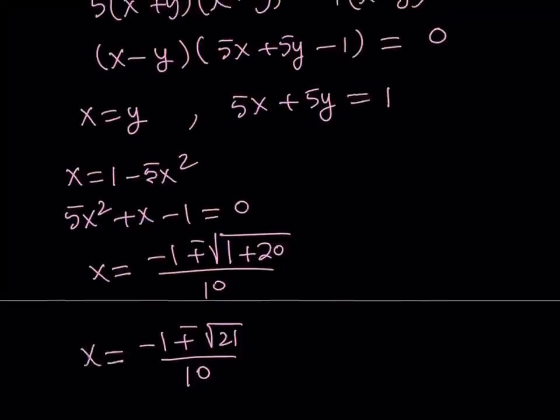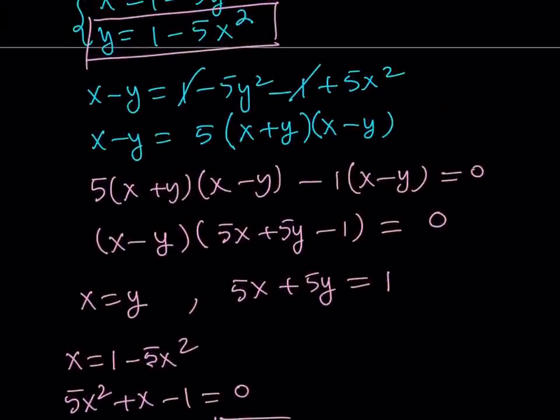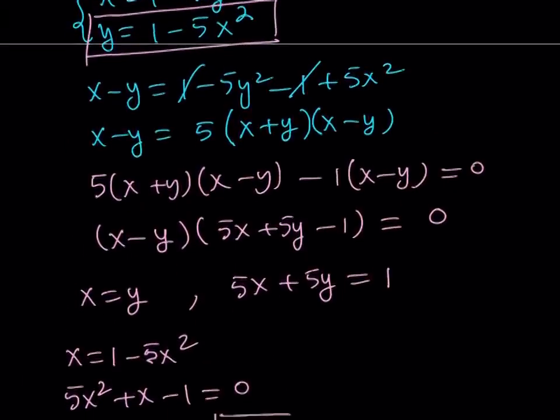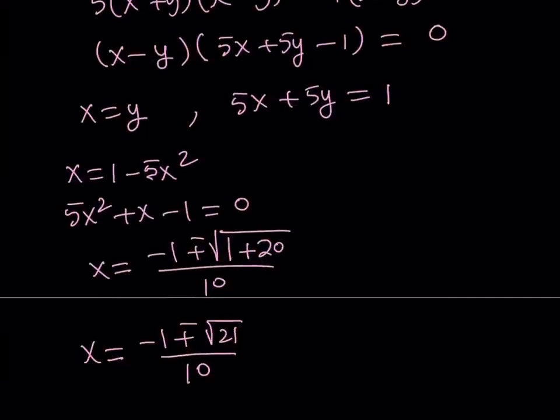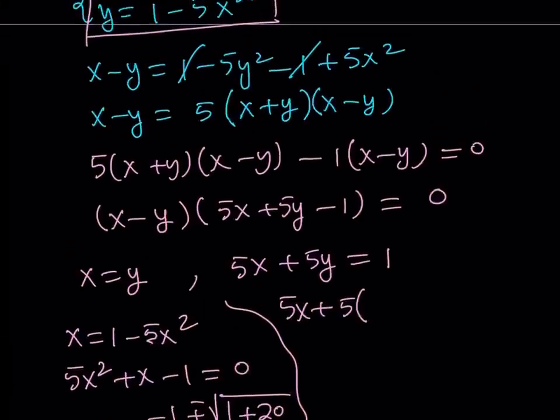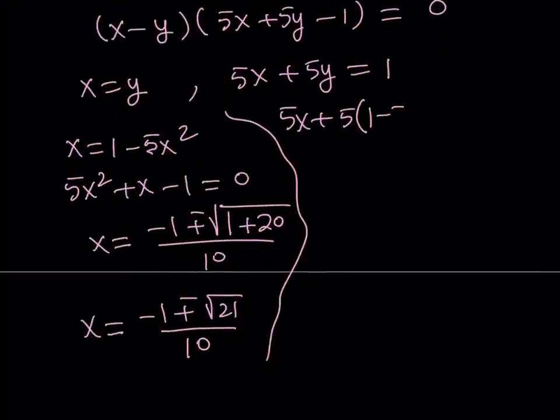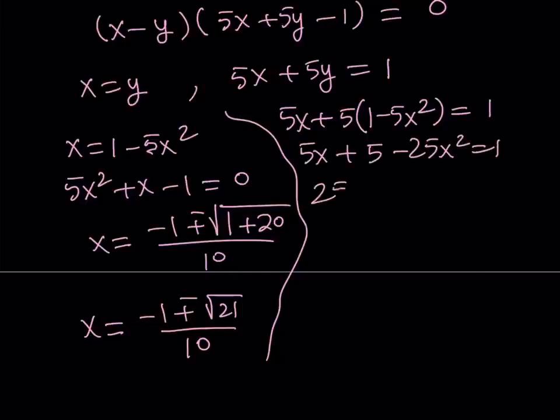5x + 5y = 1. And y can be replaced with 1 - 5x². Let's go ahead and do it. So let's go ahead and separate these. 5x + 5 times y, and y is equal to 1 - 5x². Okay, and this also gives you a quadratic, so it should be easy to solve. 5x + 5 - 25x² = 1. So 25x² - 5x - 4 = 0.